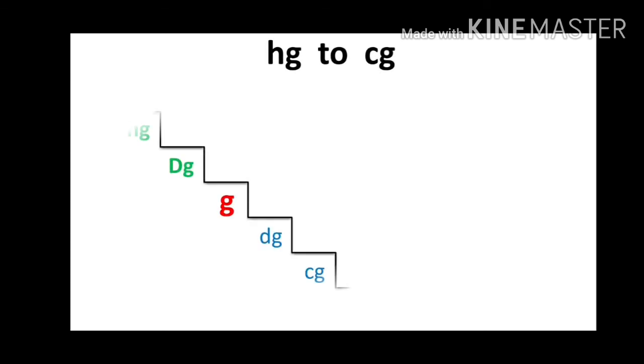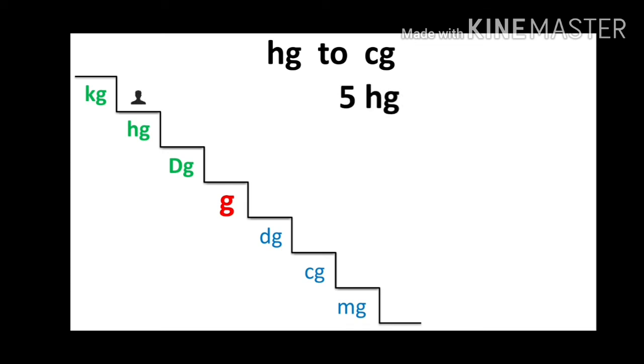Let's move on. Now hectogram to centigrams. The base unit is grams now. You can see that, so according to that, the names also will change, but the order is the same. Suppose we convert 5 hectograms. Now hectograms to centigrams, so we are coming down. We have to multiply by 10.